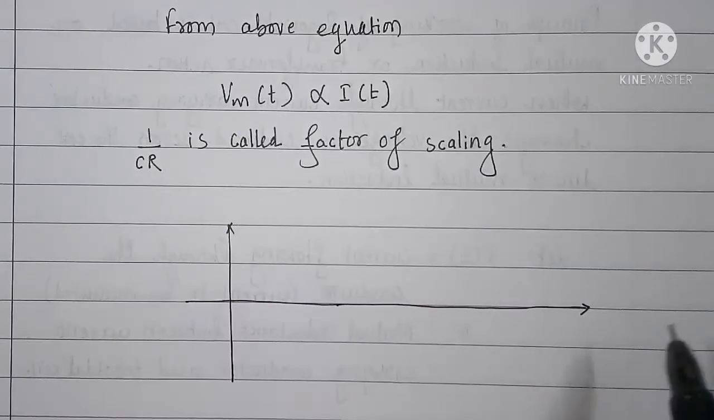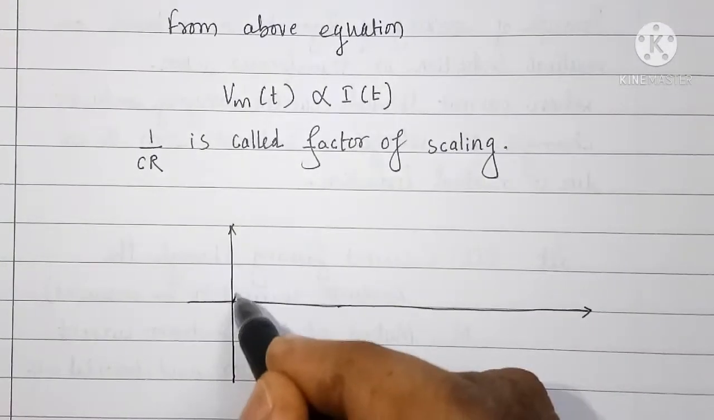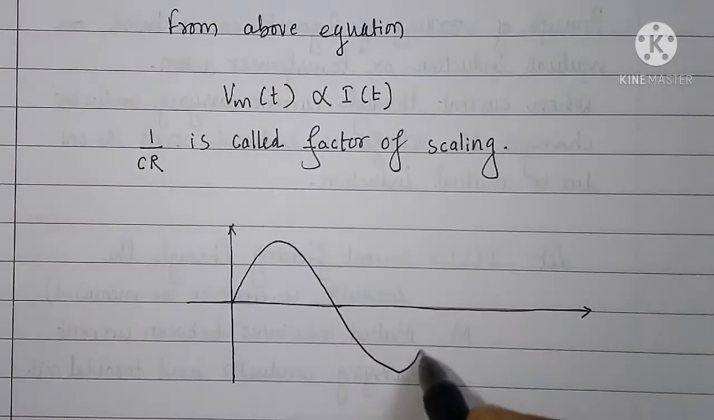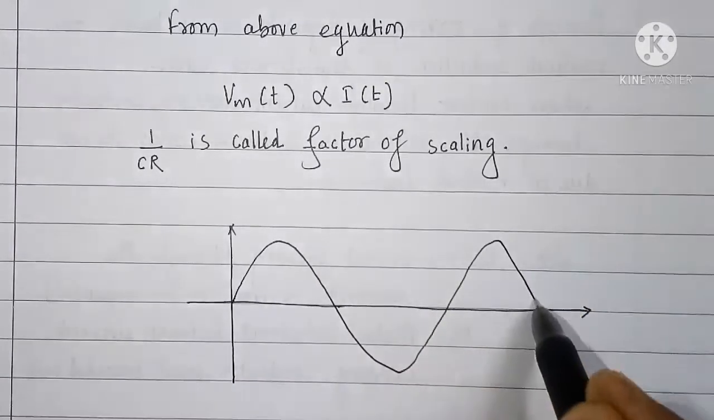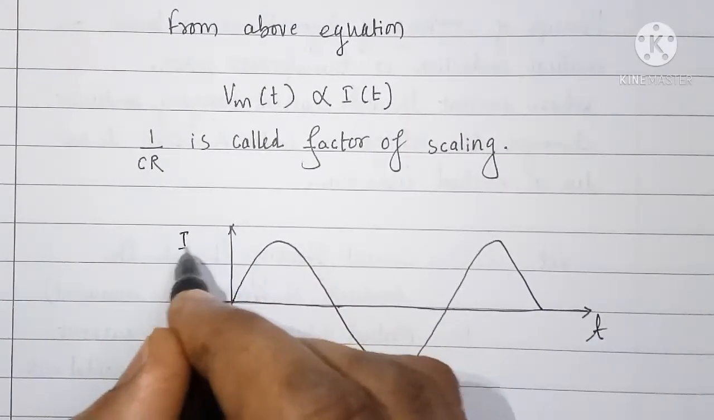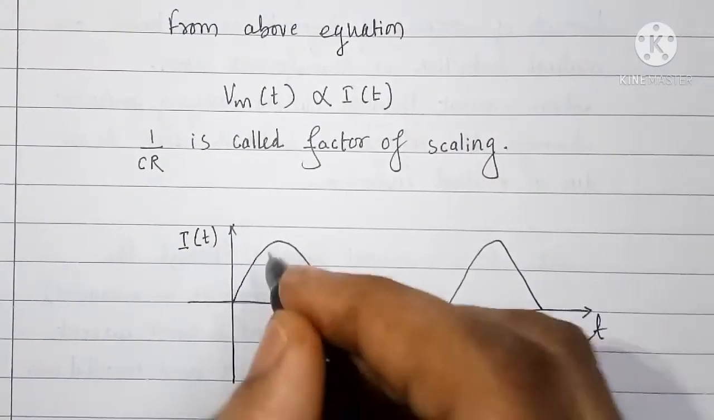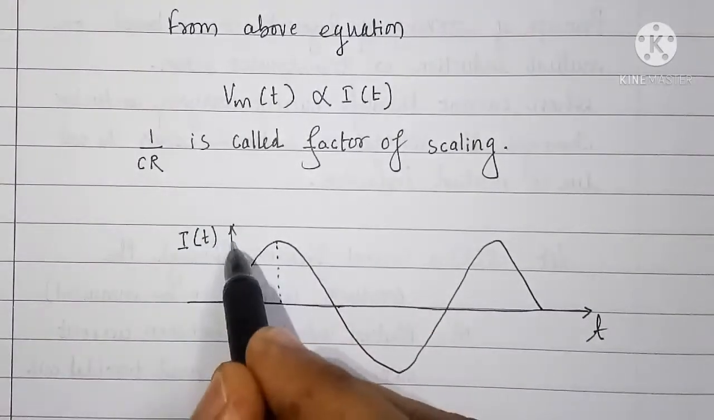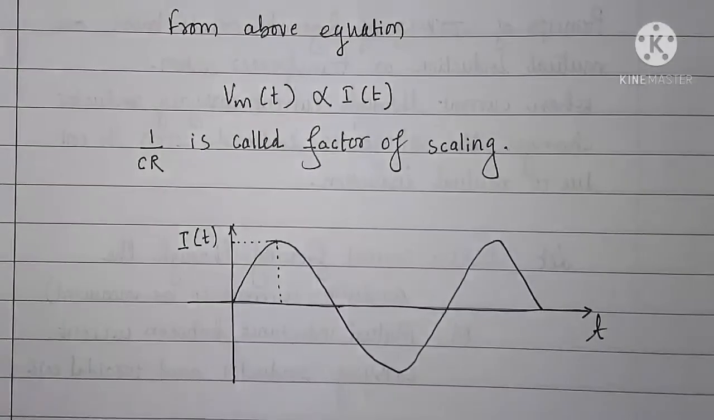impulse current varies sinusoidally. That is, we extend the impulse current waveform in this way. Time here, and this is I of t. It will be the time required to attain maximum value.